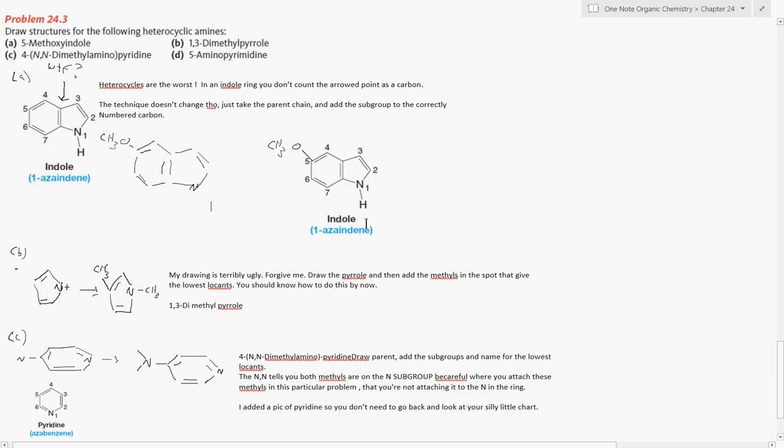For B, we have 1,3-dimethylpyrrole. And my drawing's terribly ugly, forgive me. So you draw the pyrrole and then add the methyls in the spot that give the lowest locants. And you should know how to do this by now. You can sort of intuit which gives the lowest locants. For some of them, not all of them. So that's how you draw 1,3-dimethylpyrrole, since you count N as the number 1 position.